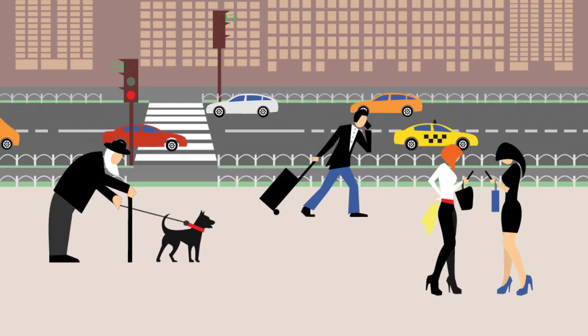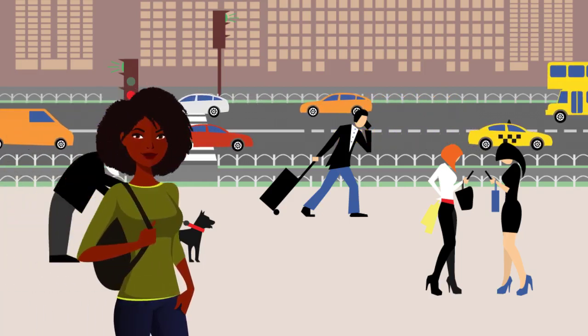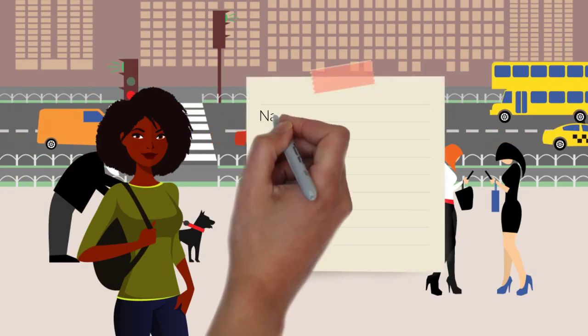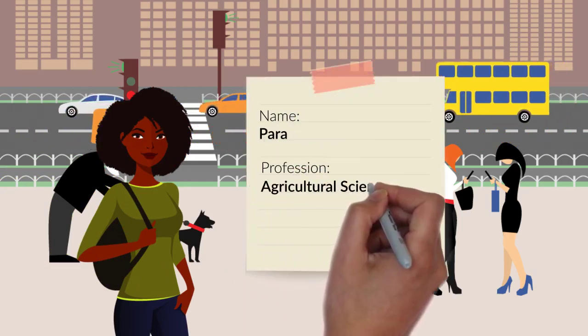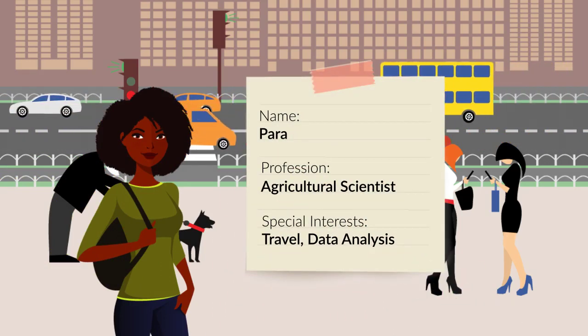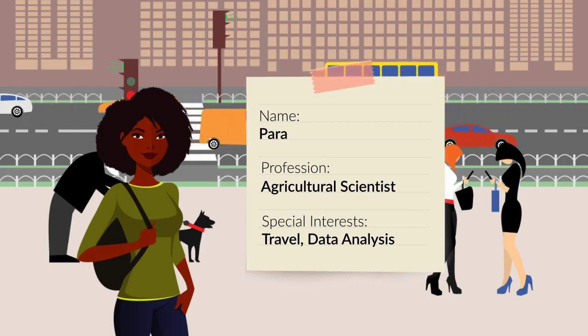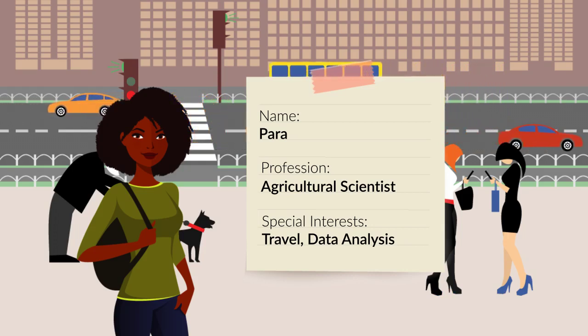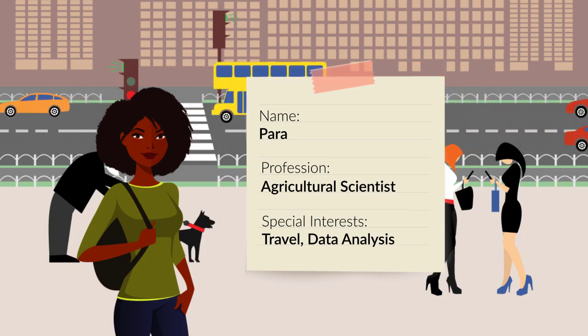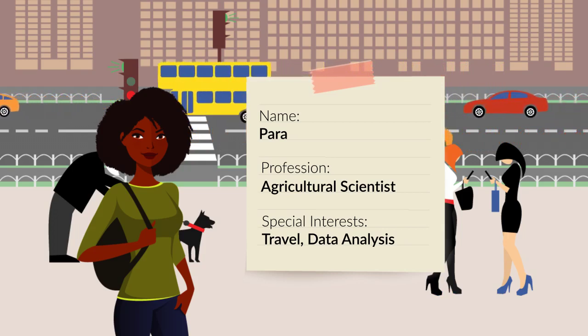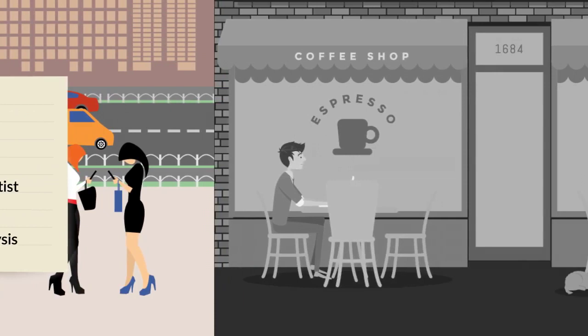Welcome to the Spatial Agent, an innovative app developed by the World Bank. Para is a scientist and a traveling enthusiast. She engages with people to help them find and analyze data, and loves to use the Spatial Agent app. Para will walk us through the app and help us understand more about it.